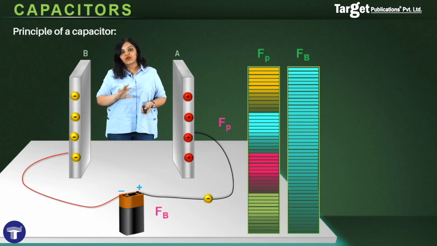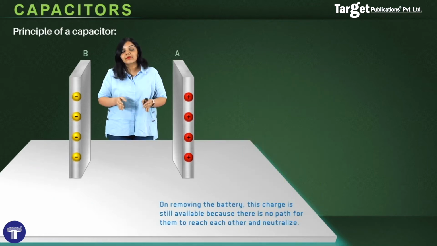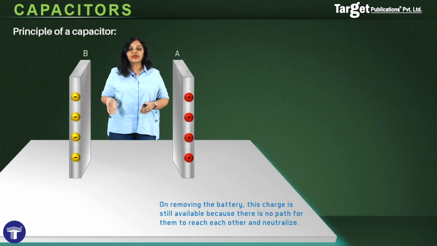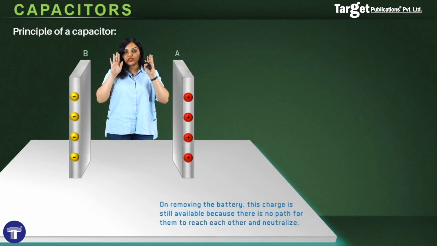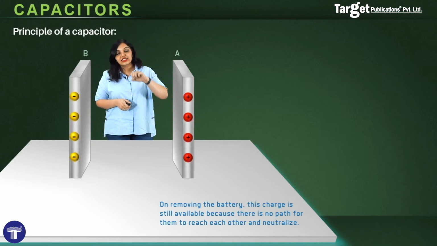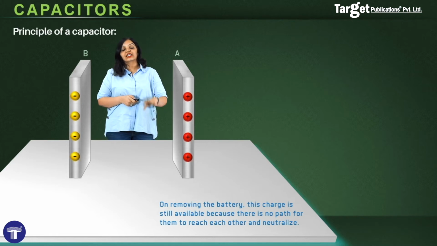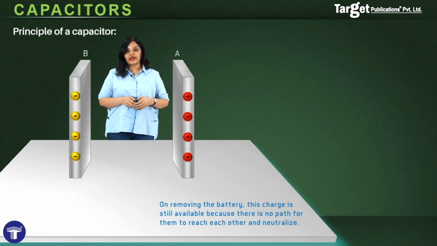Now when this flow stops, even if you remove the battery and the wires, this charge will still remain on the plates, that is, on the conductors, because there's no conduction path between them, and therefore you have successfully managed to store the charge on the conductors. So this tells you the importance of the insulating medium. It makes sure that the charge does not flow between the conductors even after I remove the battery and the wires.